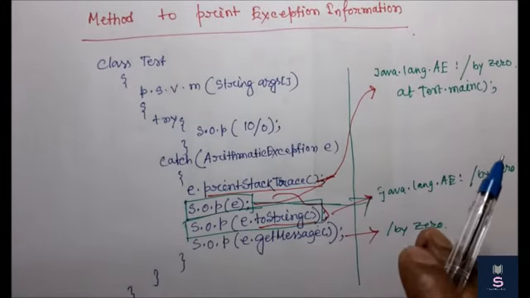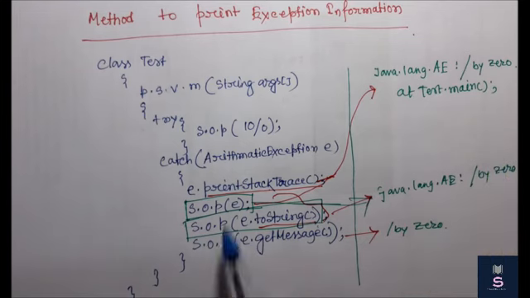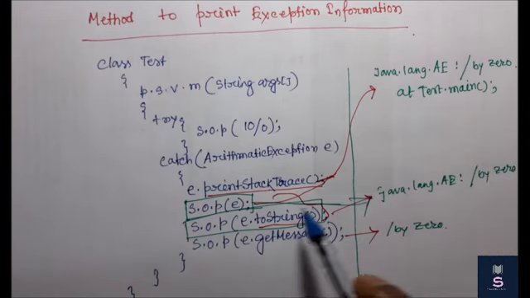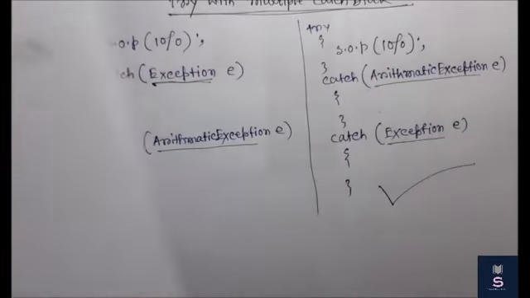If I want to print the exception information, what important methods are available? printStackTrace, toString and getMessage. These are the three important methods available if I want to get information regarding the exception, and we can use multiple catch blocks with a single try block.